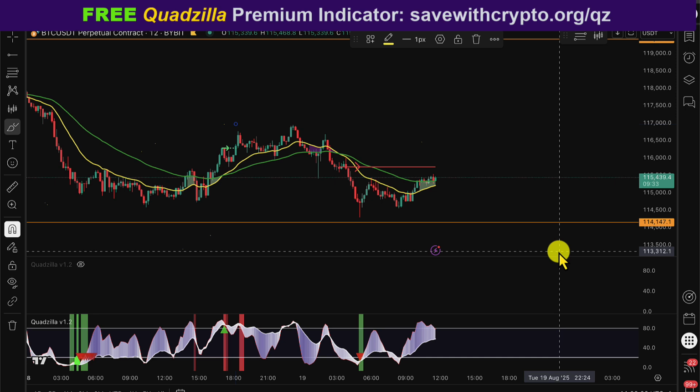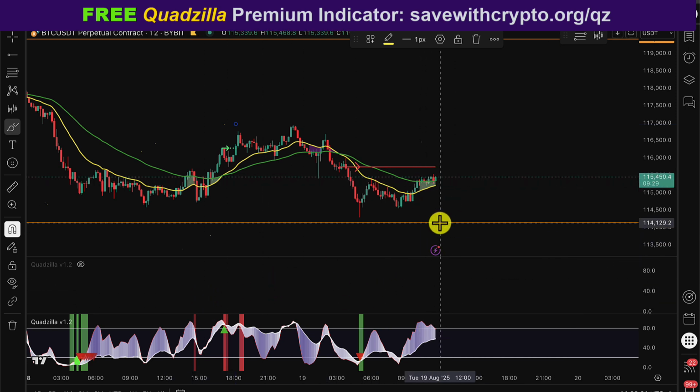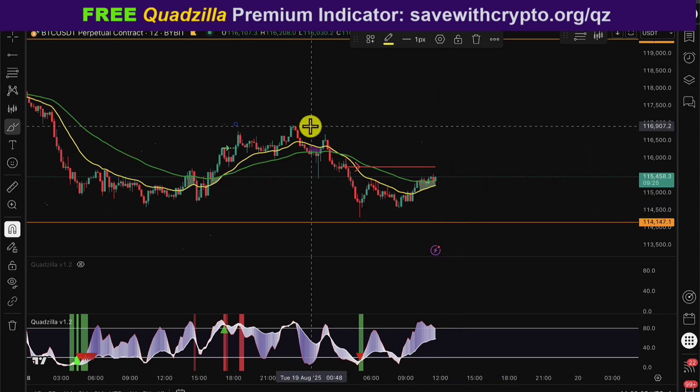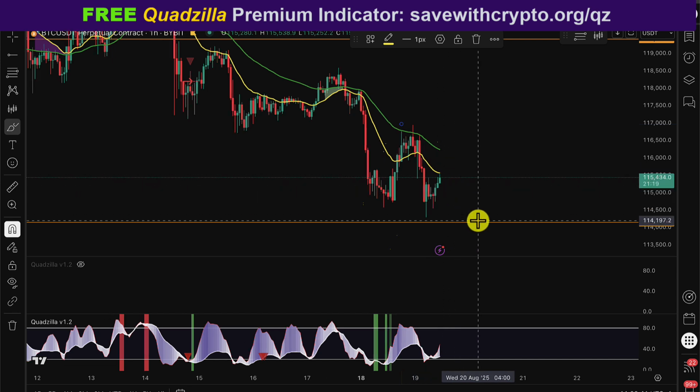Anyway, I'll leave it there for now. Do get Quadzilla, and then look at this on the 12-minute time frame, because if they do cross, we might get a little bit of a pump, but I'm not sure it's going to last forever though, because on the 1 hour, we're still looking pretty bearish, to be honest. So yeah, do be careful.